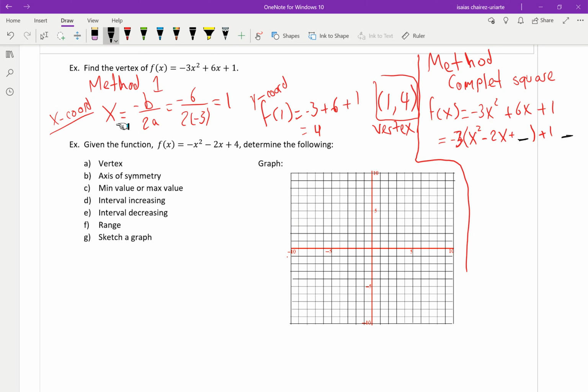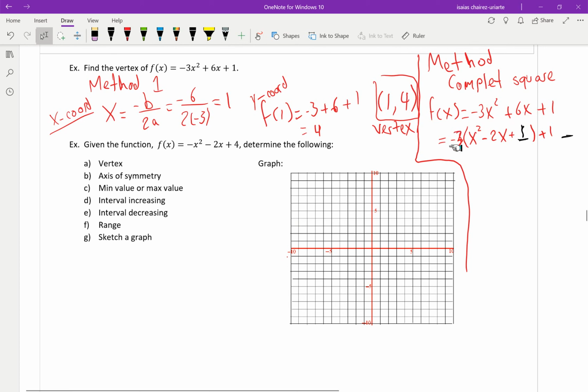So we looked at inside the parentheses, and we said, okay, what's half? We grabbed this value, negative 2, divided it by 2. So negative 2 divided by 2, that's negative 1. Then we square that, and that becomes just positive 1. So then I'm going to add a 1 inside this parentheses. But adding a 1 in this parentheses is the same thing as actually subtracting 3 from the original one.